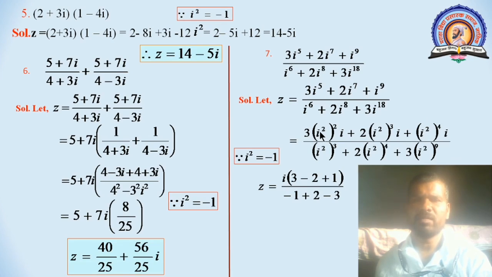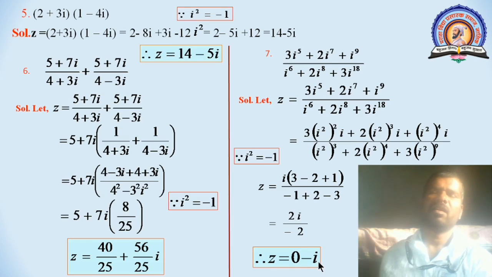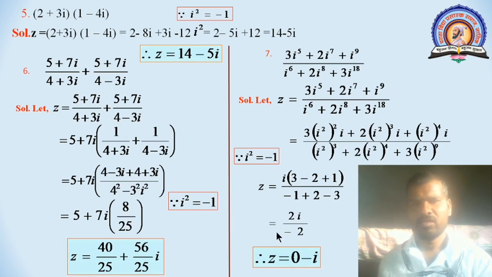So the value of i square is minus 1. Minus 1 square is plus 1. Minus 1 cube is minus 1. Minus 1 raised to 4, even power, is plus 1. So again i into 3 minus 2 plus 1 upon minus 1 plus 2 plus minus 3. On simplifying you will get z is equal to 2i upon minus 2. So 2 get cancelled. So z is equal to minus i. Therefore z is equal to 0 minus i. Here a is equal to 0 and b is equal to minus 1. So required z is in the form of a plus ib.